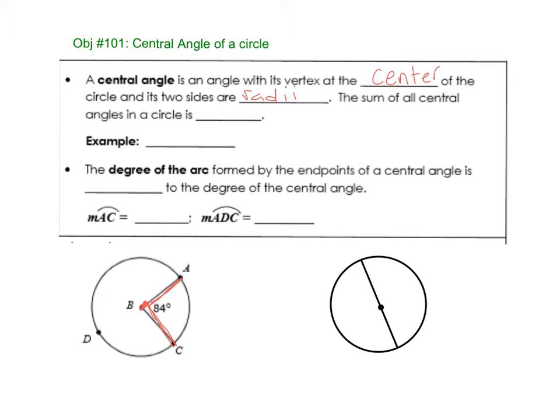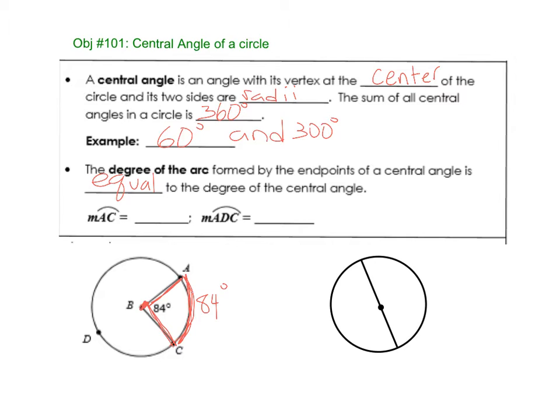The sum of all central angles is 360. So for example, you could have a central angle that is 60 degrees and 300 degrees, sorry. The degree of the arc formed by the endpoints is equal to the central angle, and that's the most important thing. So like here, I have that angle is creating this arc right here. Since the angle is 84, the arc is also 84 degrees.